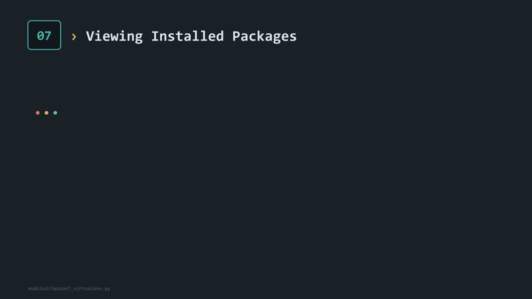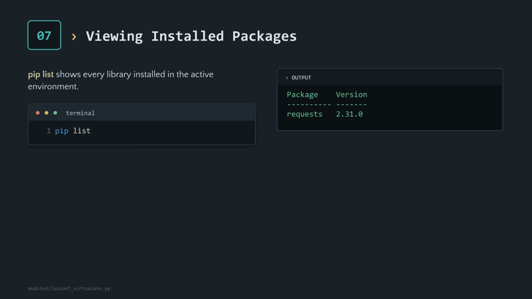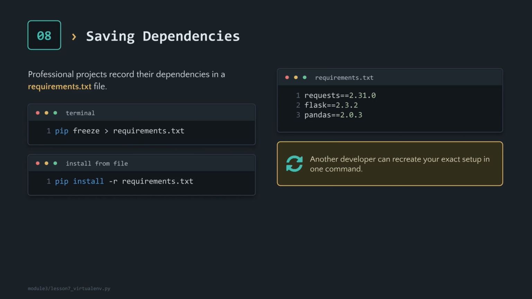How do you check what's actually installed? Just run pip list, and it shows every library in the currently active environment. In this output, you can see our package requests, listed with its specific version number. It's a quick way to confirm your environment setup is exactly as you intend. Professionals share their setup by recording dependencies in a requirements.txt file. Running pip freeze and redirecting it into that file writes out every package with its exact version. Then, another developer can use that same file to recreate your exact setup with just a single command.